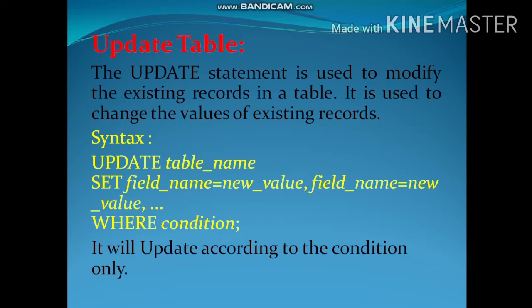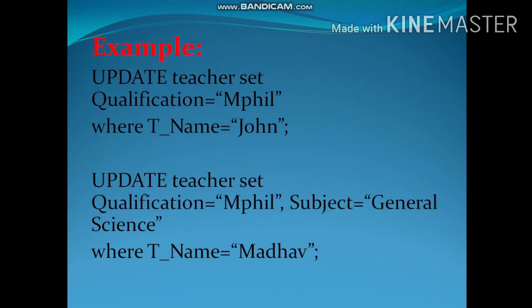Now example: update teacher set qualification equal to MPhil, where T name equal to John. If any record with the name John is there, his qualification will be changed to MPhil. Next one is update teacher set qualification equal to MPhil and subject equal to general science. Here two fields can be changed, where the name is Madhav. We do it in MySQL.